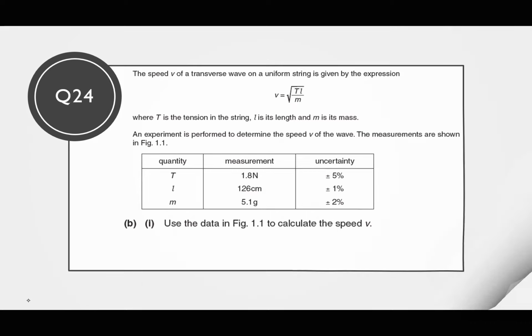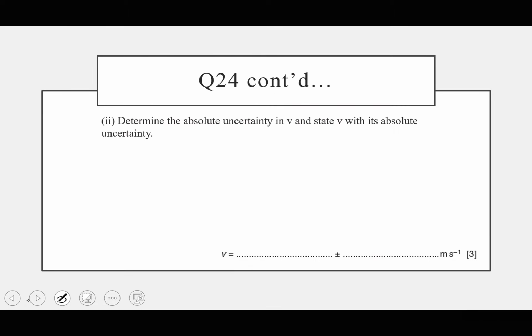Okay, let's see the next part of the question. Perhaps it is talking about the uncertainty. Determine the absolute uncertainty in V and state V with its absolute uncertainty. So we have that V is equal to the square root of TL over M, and we have already got our value of V as 21.088 meters per second.